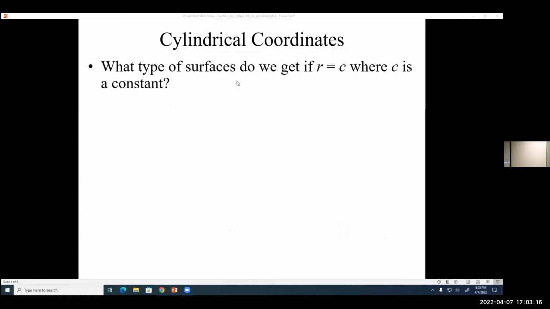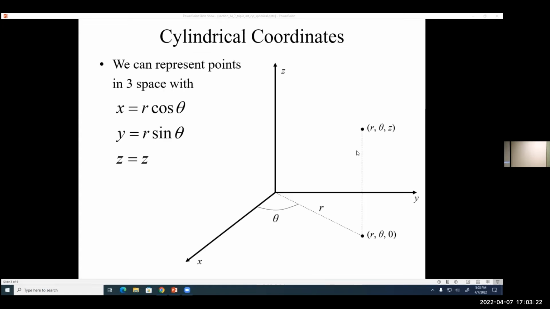So we need to think about what kind of surface we get if r is equal to a constant. So if r is set as a constant, what kind of surface are we going to get in 3D? It's going to be a cylinder, hence the name cylindrical coordinates. It won't be a sphere because r is stuck in the xy plane. It just goes around in the xy plane. So it forms a circle in the xy plane as theta goes up and down, and then z makes that circle go up and down, which creates the cylinder.